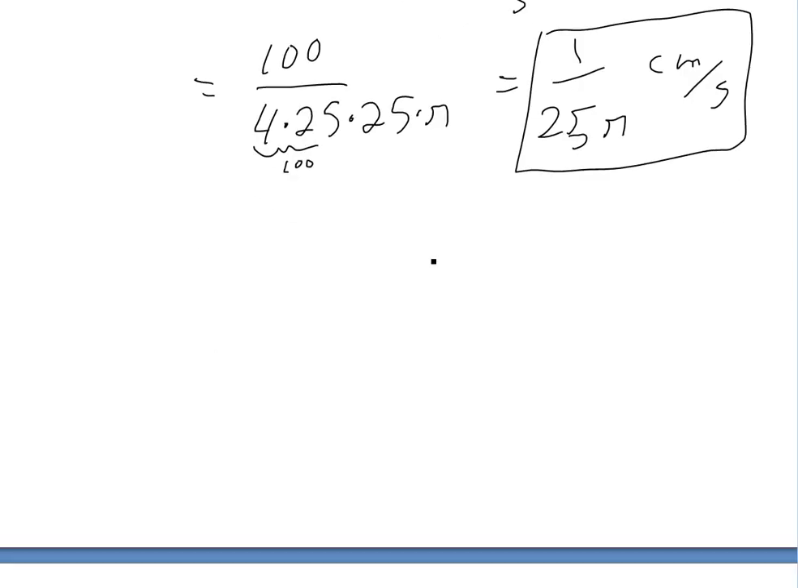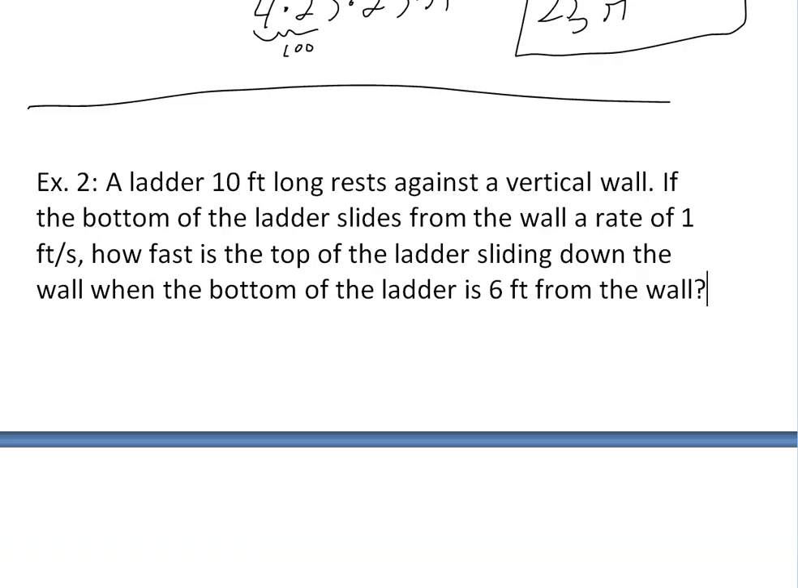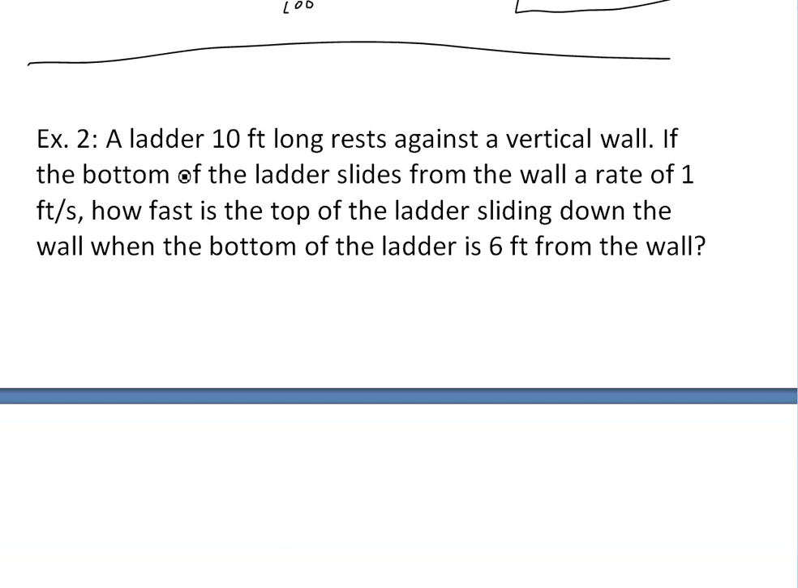Let's look at a second example. Okay, so this next example is a written sentence or word problem. It's a bit harder, so you've got to understand how it works. Basically, a ladder 10 feet long rests against a vertical wall. The bottom of the ladder slides from the wall at a rate of 1 foot per second.